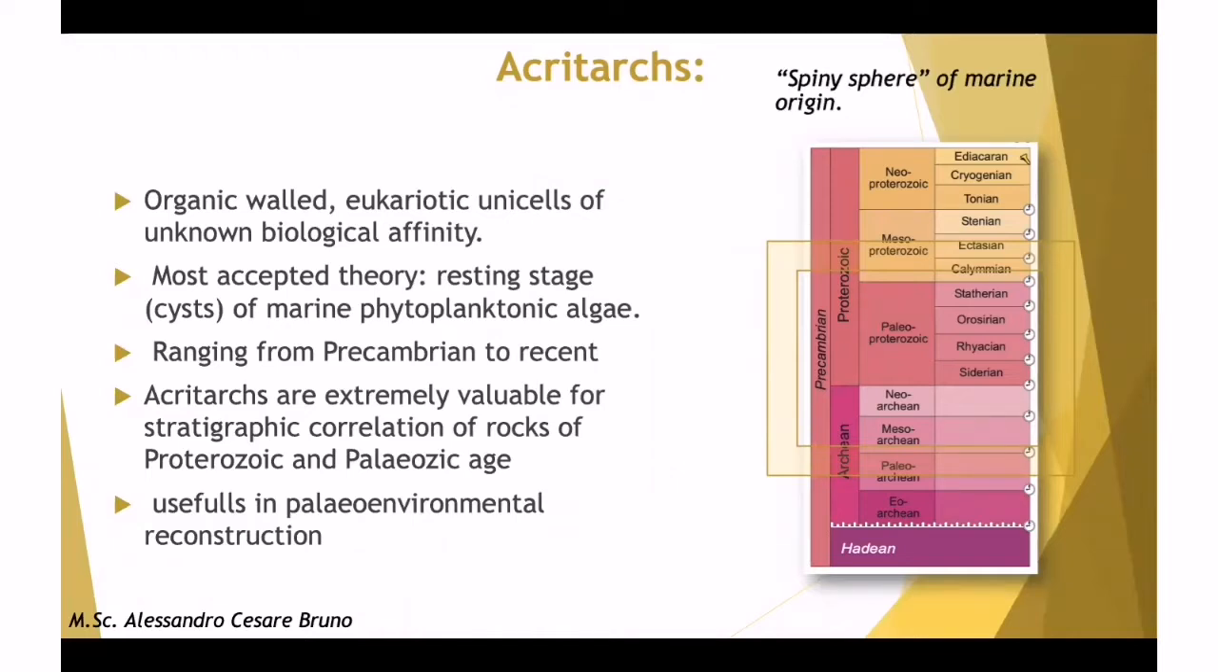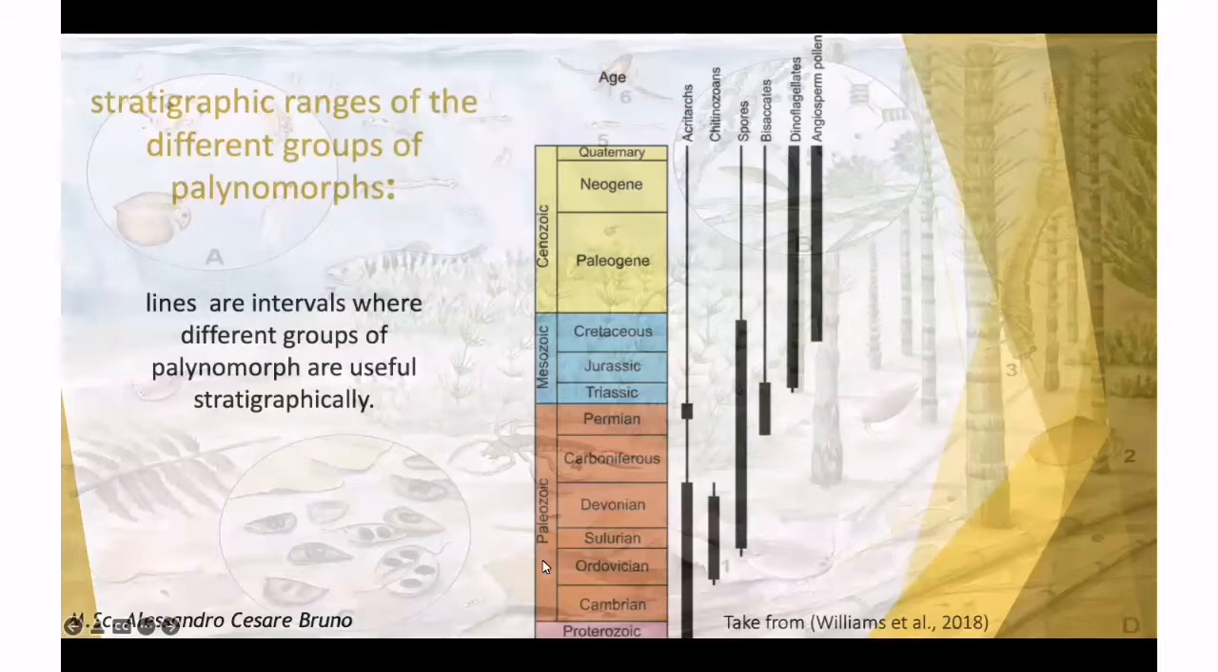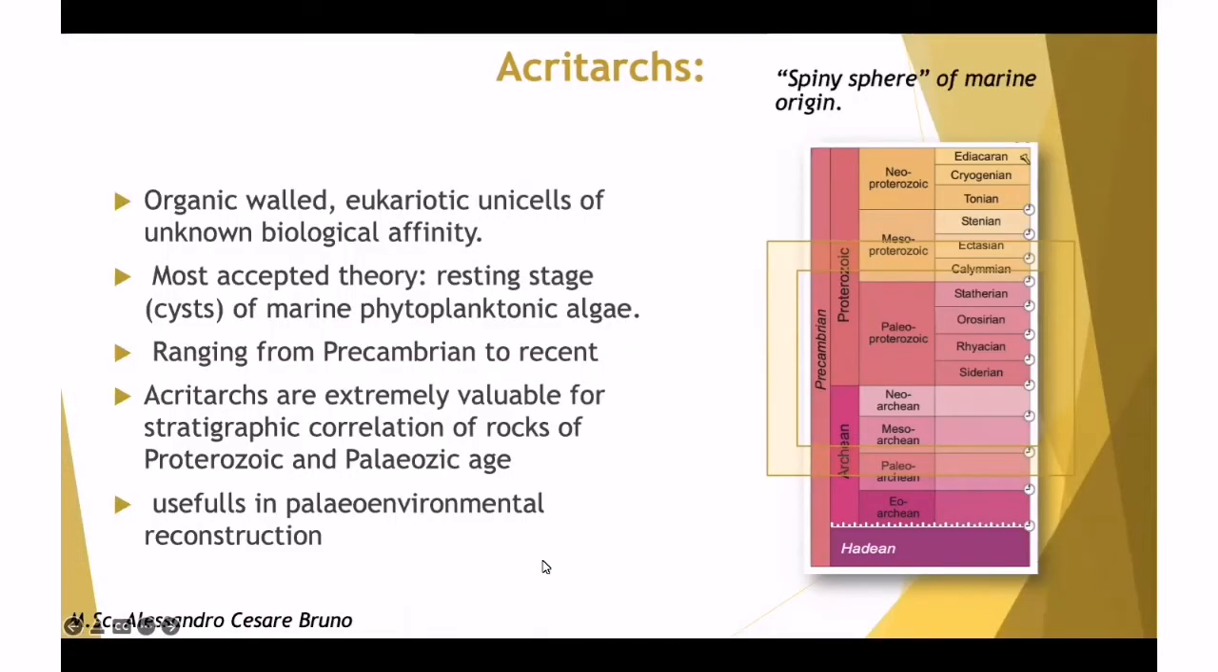And let's start with acritarchs. Acritarchs, such as I told you before, are a group that belongs mainly to the Paleozoic period. And what are acritarchs? Acritarchs are organic-walled, eukaryotic unicells. Their biological affinity is principally unknown. The most accepted theory is that they are similar to dinoflagellates and are resting cysts of marine phytoplankton algae.